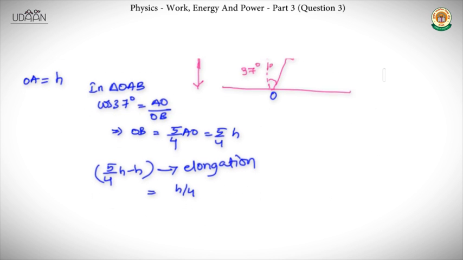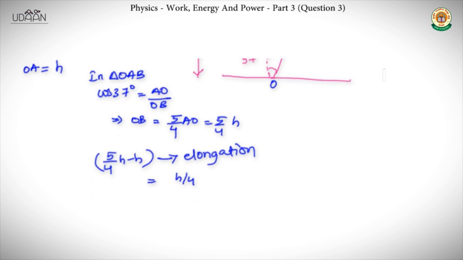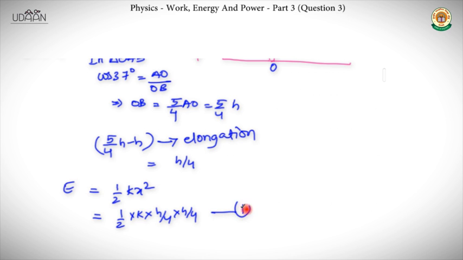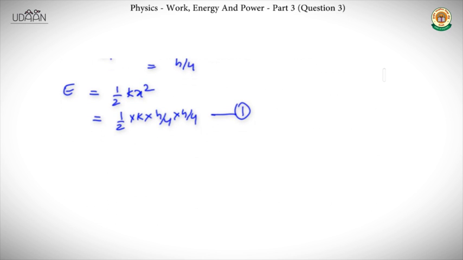So now the spring is only having the potential energy and it is not having any kinetic energy. So the energy possessed by the system at position B is half k x square, that is equal to half into k into h by 4 into h by 4. So let us name this equation as 1.